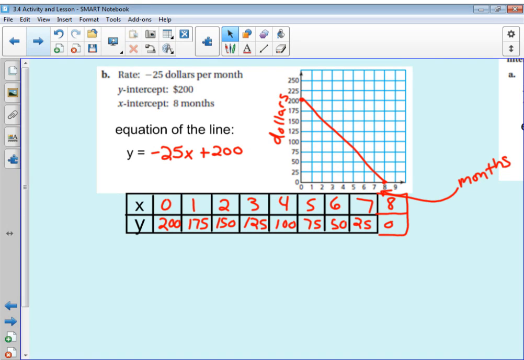Okay, so a real world situation for this would be maybe a bank account where you're taking $25 out every month and you originally had $200 in that bank account. So that's working with a little bit of those x, y intercepts and writing an equation from those situations. It's just that now they're giving us real life scenarios. So good luck with this.